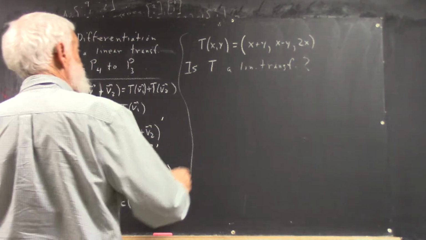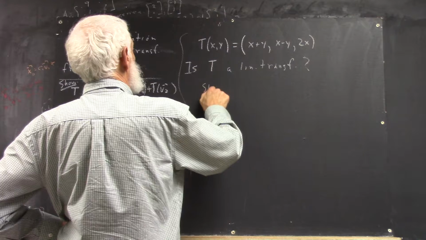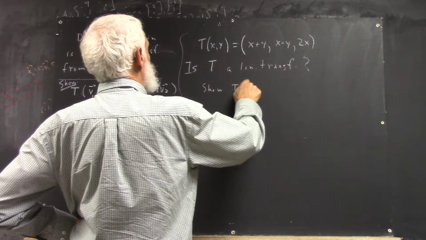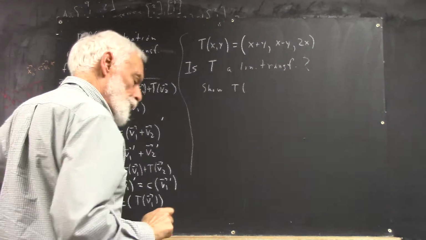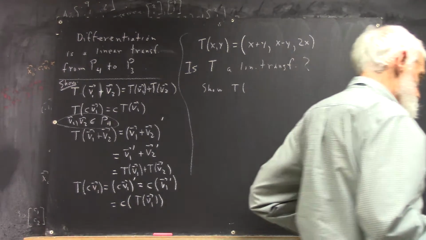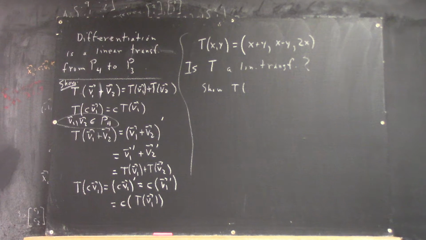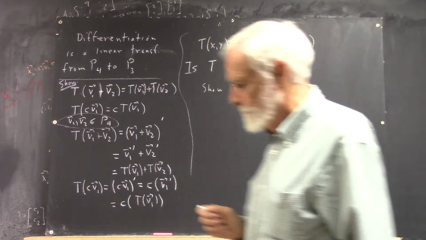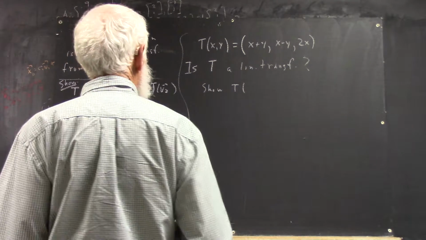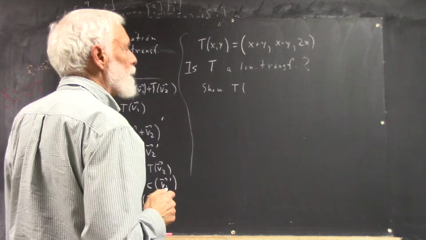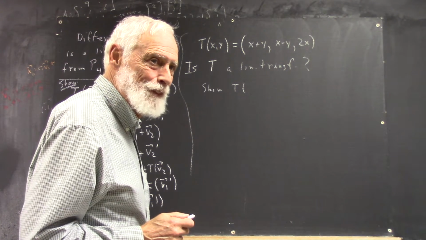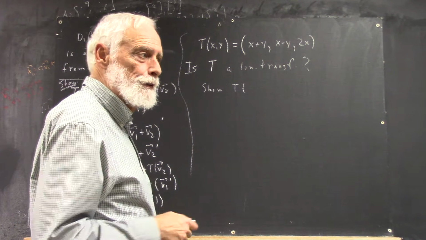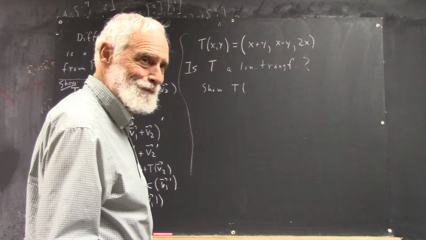Well, show that T applied to, and they should have an extra set of parentheses in here, do they? No, they don't. You know, there's something wrong with their notation. Okay, so I'm going to abuse notation because your book is abusing notation.